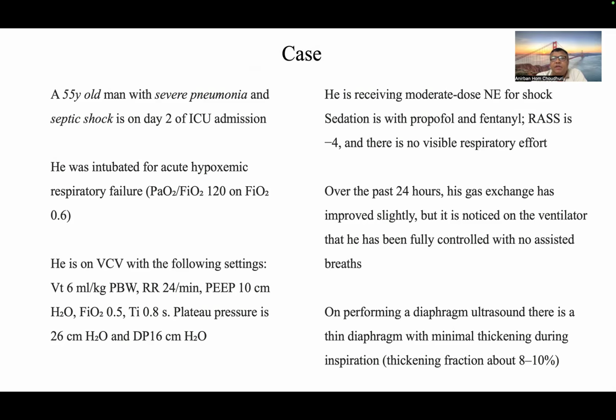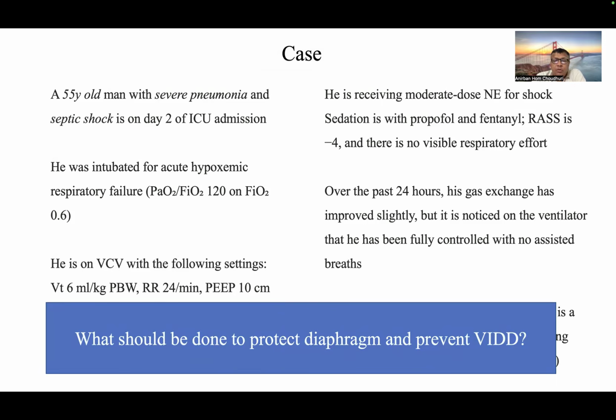Now, this patient is receiving moderate dose norepinephrine for shock. Sedation is with propofol and fentanyl. The RASS score is -4, and there is no visible respiratory effort. Over the past 24 hours, his gas exchange has improved slightly, but it is noticed on the ventilator that he has been fully controlled with no assisted breaths. On performing a diaphragm ultrasound, there is a thin diaphragm with minimal thickening during inspiration, with a thickening fraction of about 8 to 10%. Now, what should be done to protect the diaphragm and prevent ventilator-induced diaphragmatic dysfunction?